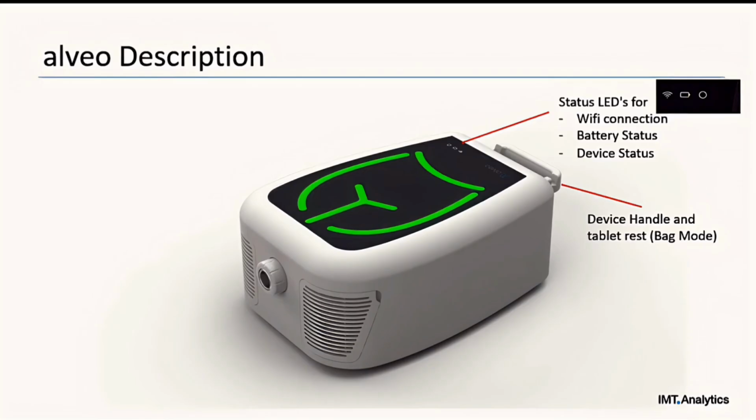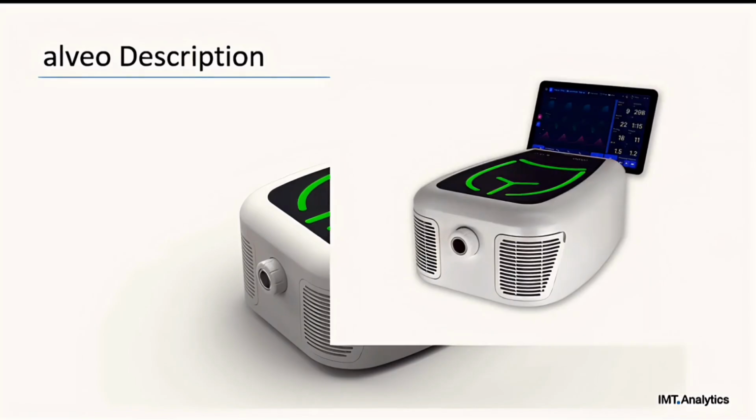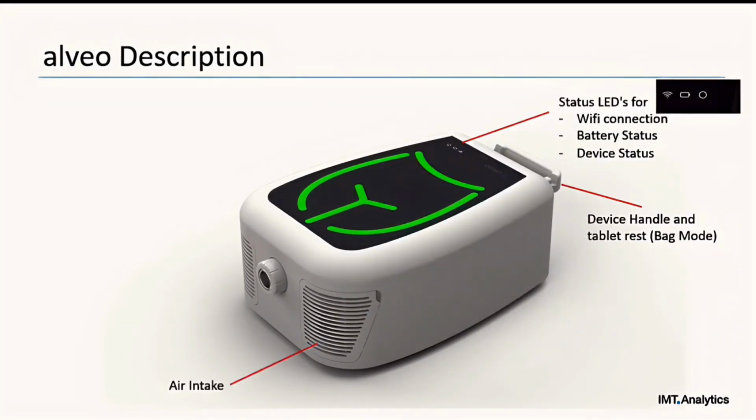And there's also in the device handler a tablet rest, so that you can put, for example, when you're in the back mode, you are standing in front of the alveo, you can put the tablet just in front of you, so you immediately see what you're doing when you are exercising with alveo. Then we have the air intake. Here is the flow port to connect with a ventilator or bag, and this is the air exhaust.